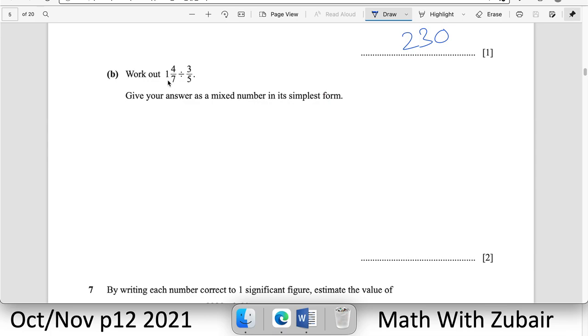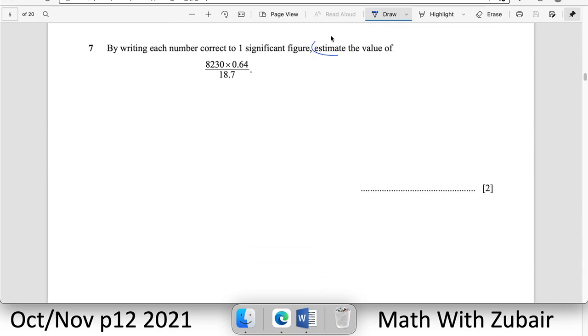Work out this. 7 1 time is 7 plus 4 is 11. 11 by 7 divided by, so when we change into multiplication we reciprocate the fraction. There is no number which cancels out, so 11 5 times is 55. 7 3 times is 21, so this is 55 by 21.